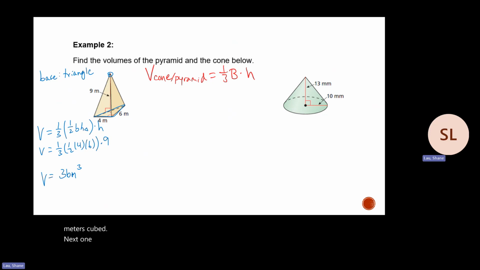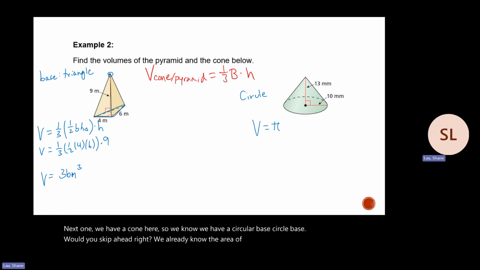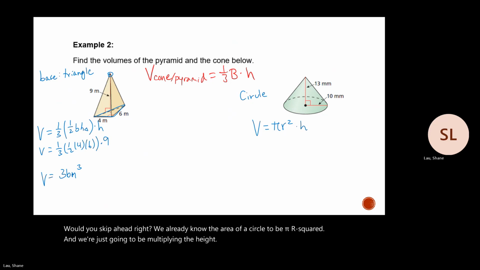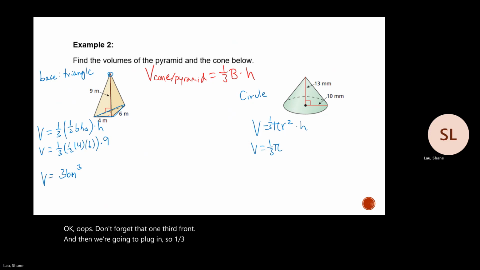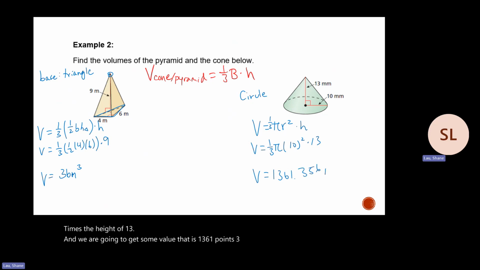Next one, we have a cone here. So we know we have a circular base. We're going to skip ahead, right? We already know the area of a circle to be pi r squared. And then we're just going to be multiplying by the height. Oops, hit that 1/3 in front. And then we're going to plug in. So 1/3 times pi, our radius is going to be 10 squared, times the height of 13. And we are going to get some value that is 1361.356 millimeters cubed.